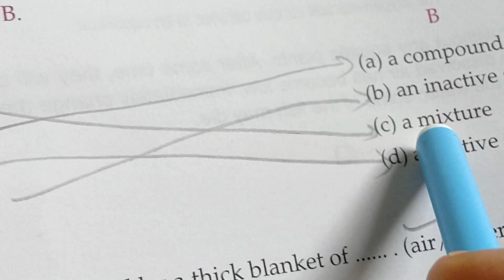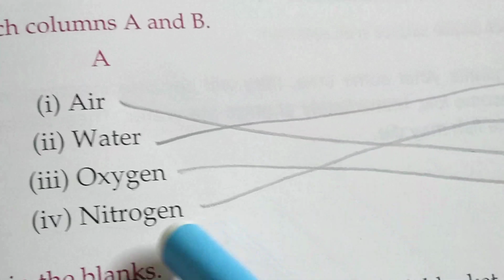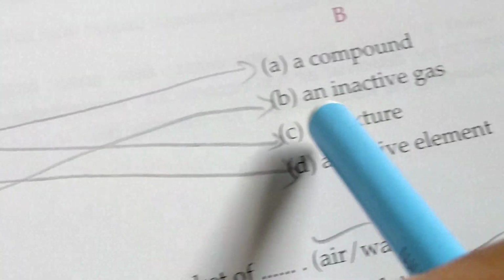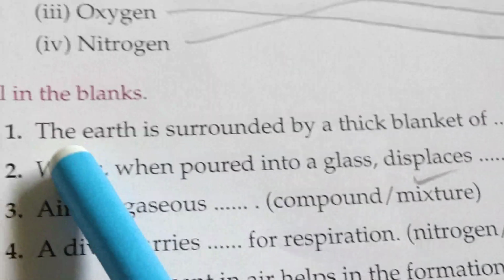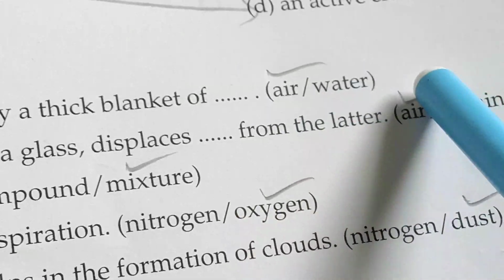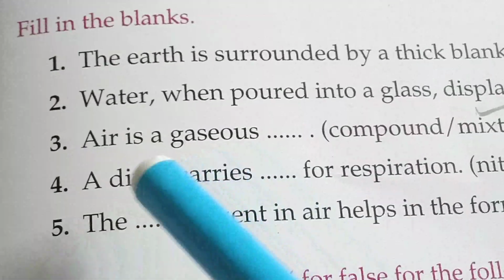Match the following. Air, a mixture. Water, a compound. Oxygen, it is an active element, and nitrogen, that is an inactive gas. Next, fill in the blanks. The earth is surrounded by a thick blanket of air, that is also known as atmosphere.